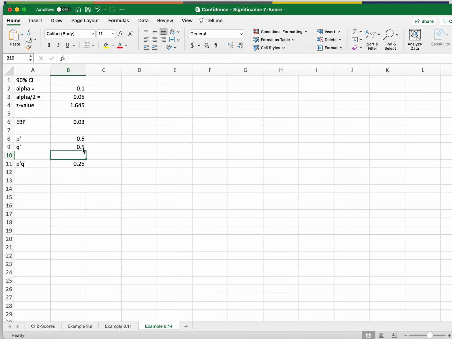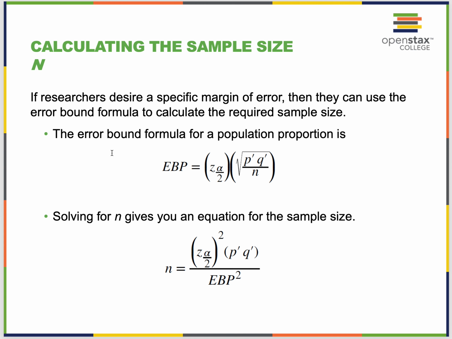Okay? And what else do we know? We're trying to find n. So if we go back and look at our formula, we need z over 2, p prime times q prime, and EBP. So this is going to be the square root of that. Rather than square it, it becomes z squared over EBP squared, times this. So what do we get here?